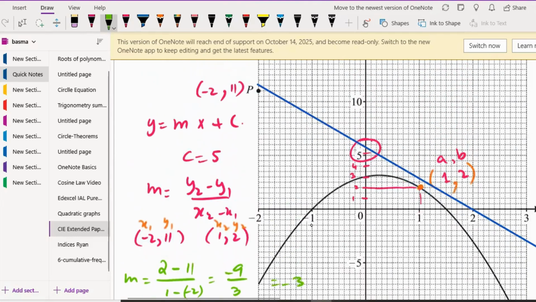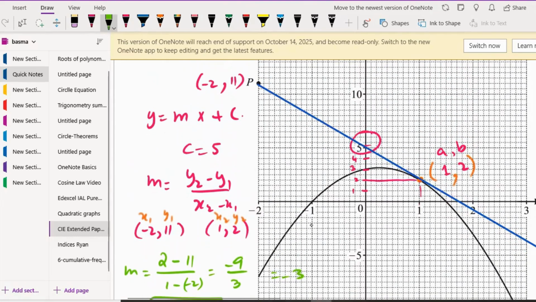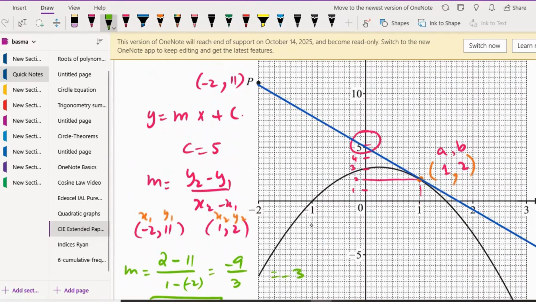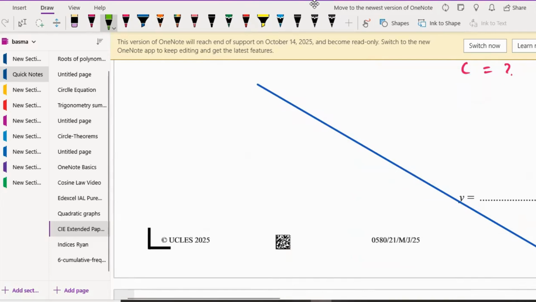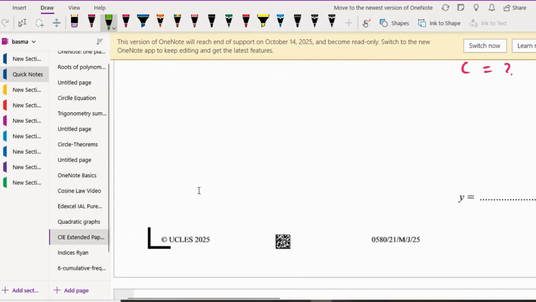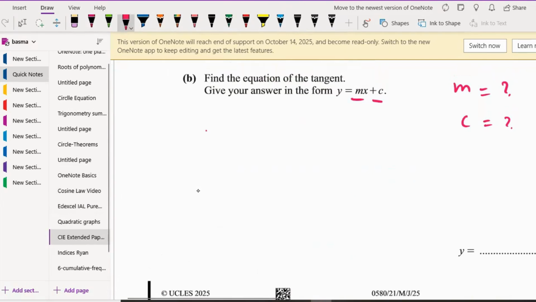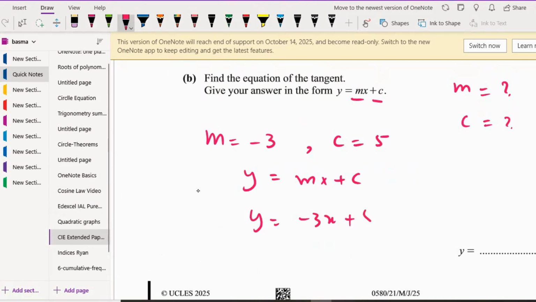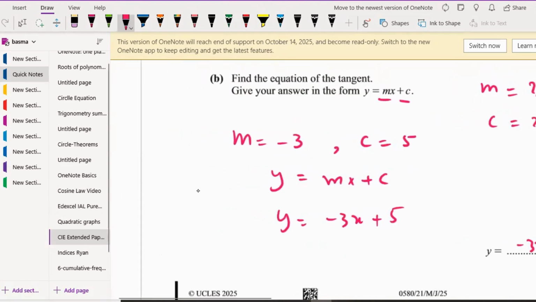So the gradient for this tangent line is minus 3 and the y-intercept, C, is 5. The gradient of that line is minus 3 and C is 5. Now we know that y equals mx plus c is the standard form of a straight line. So you replace m with minus 3 and c with 5. So y equals minus 3x plus 5 is the equation of the tangent.